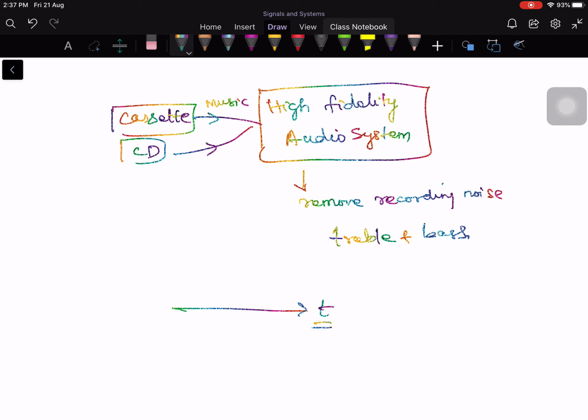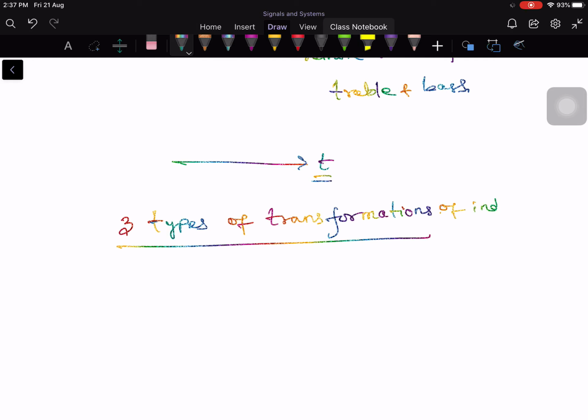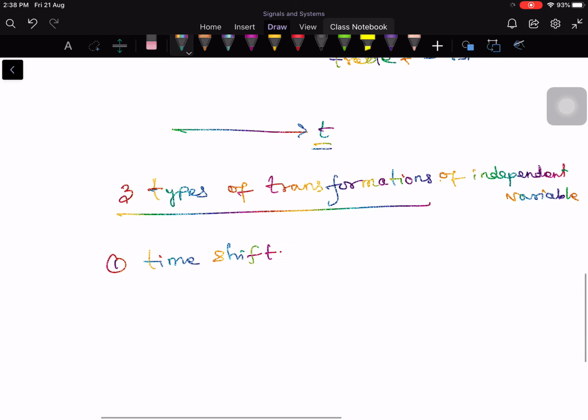So let me start. Examples of transformations of the independent variable. There are three types of transformations of the independent variable. Here t is the independent variable of a signal. The first one, a simple and very important example of transforming the independent variable of a signal, is a time shift. You shift the signal either to the right or to the left. This is the first simple operation that is done to the signal.